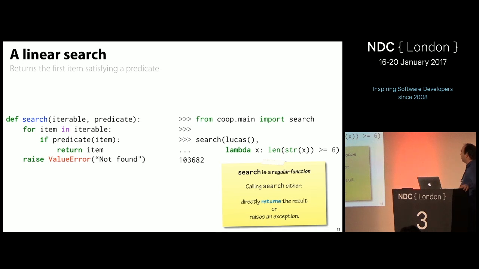Everybody with me? Is everybody here programming Python, or is anyone here new to Python? Okay, so it's worth me taking the effort to explain some of the Python here. We can call search on the Lucas sequence, and we can pass our predicate, which basically says, give me the first number in the Lucas sequence which has 6 or more digits. We take the number, convert it to a string, measure the length of the string. It's a cheap way. So search is just a regular function. There's no concurrency happening here. If we call search, it either directly returns the result or it raises an exception.